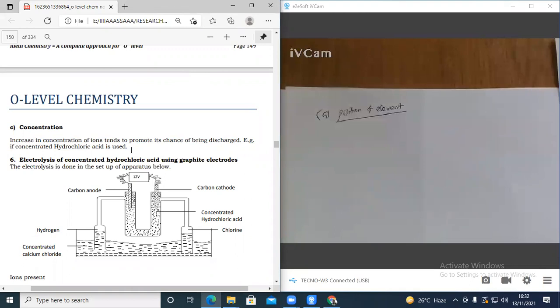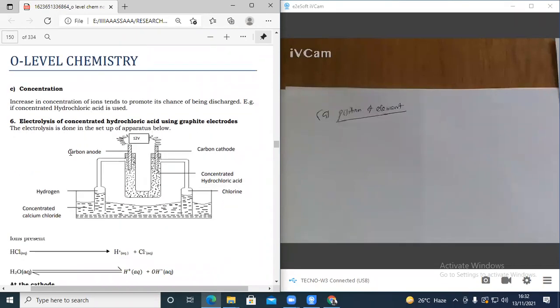Increase in concentration of ions tends to promote its chance of being discharged. For example, if concentrated hydrochloric acid is used. Okay. Now, they are saying that increase in the concentration of the ion tends to promote its chance of being discharged. The first one told us that the position of the element in the reactivity series gives something a chance of being taken up by the electrode. Now here, if something is in a much higher concentration, it has higher chances of being discharged at the electrode. An example is concentrated hydrochloric acid.